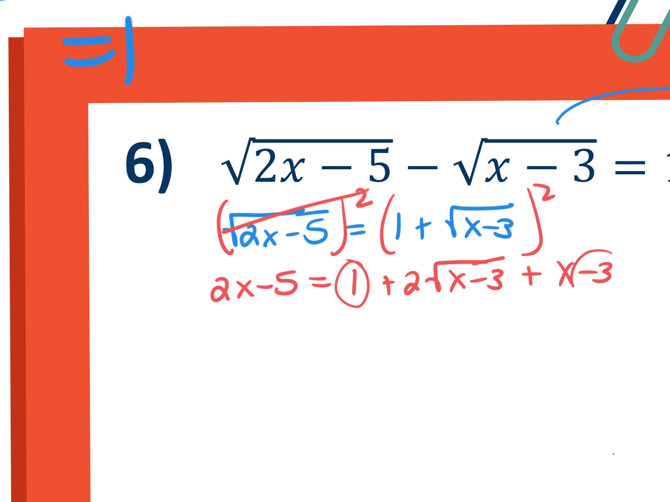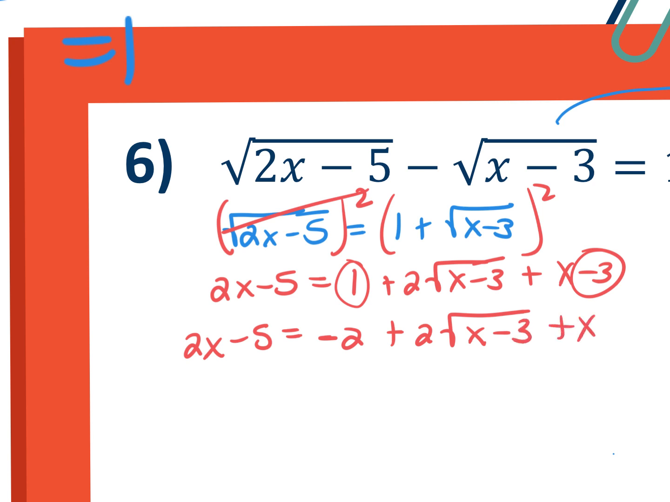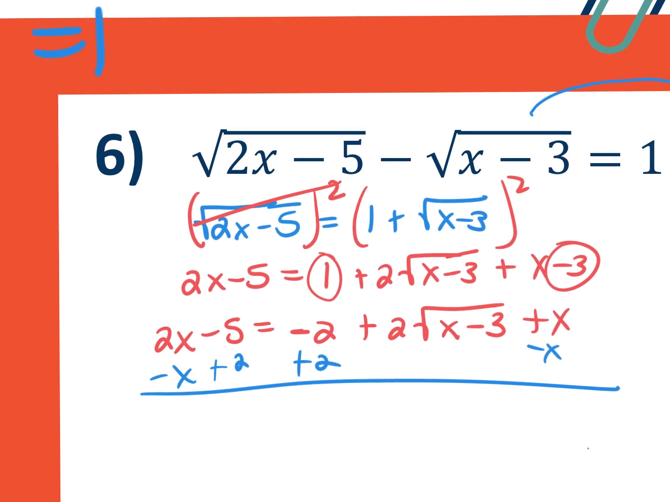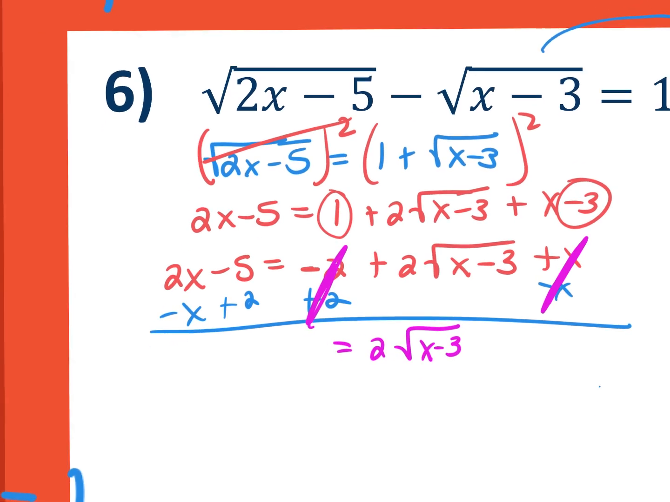So what can we combine? I have 2x minus 5 equals 1 and negative 3 is going to give me negative 2 plus 2 square root x minus 3 plus x. So again, same thing. We're going to move the x and the number to the other side. So my x's will cancel here, my 2's cancel here, so I'm left with 2 radical x minus 3 over here. And then 2x minus x leaves me with x. Negative 5 and 2 gives me minus 3. So now we're going to do what? We're going to divide both sides by 2.